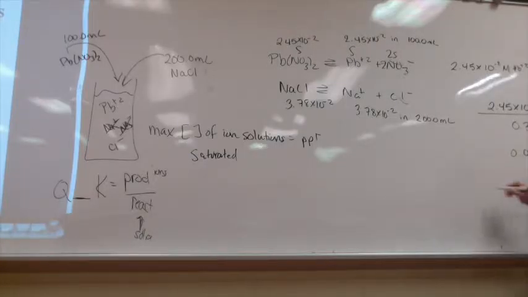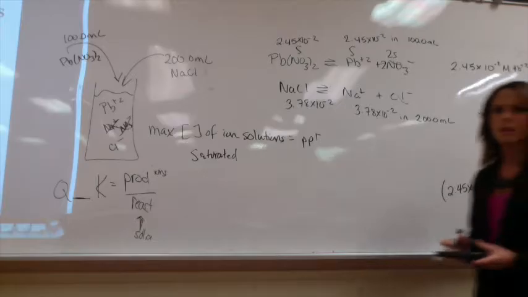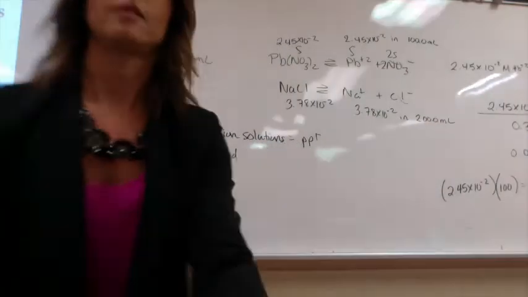Molarity. But if I used M1V1, I would take 2.45 times 10 to the negative second times V1. What was V1? 100 is equal to M2 divided by my new volume, 300. So 2.45 times 10 to the negative 2 times 100 divided by 300. And I still get 0.00817 molar. So you can do it either way. Both options are fine.